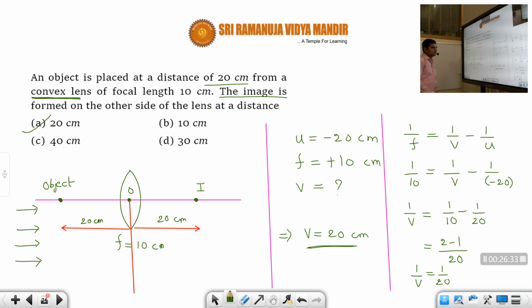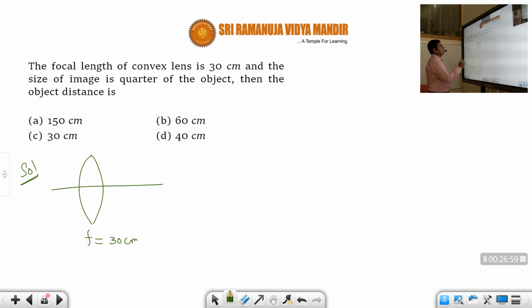So that is about one problem I solved on the lens maker's formula, and another one on the lens formula. Now the next one: the focal length of a convex lens is 30 centimeters, the size of the image is a quarter the size of the object, and the object distance is? You can do this as homework. Suppose this is the lens whose focal length is 30 centimeters and the size of the image is a quarter the size of the object. That means the height of the image is equal to the height of the object by 4. So what is the object distance?